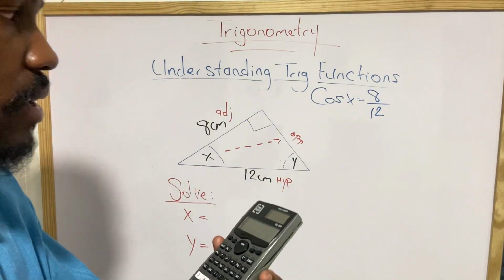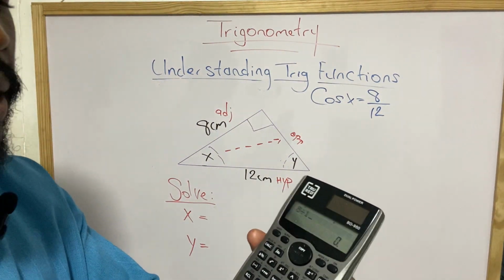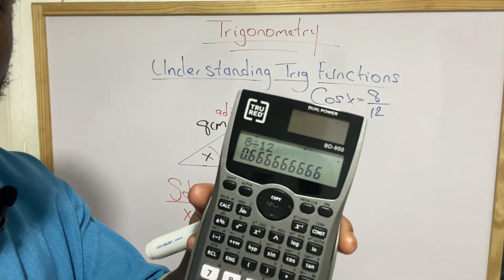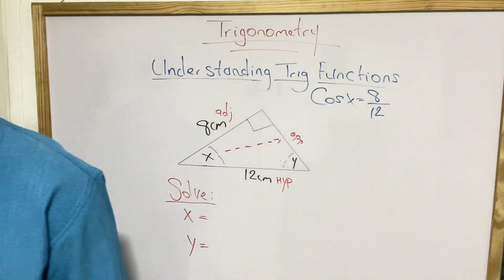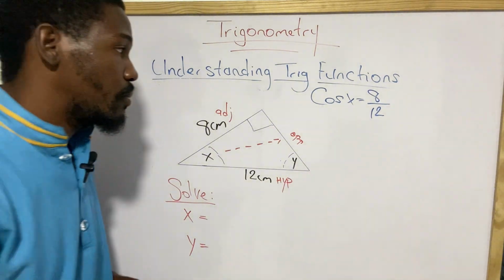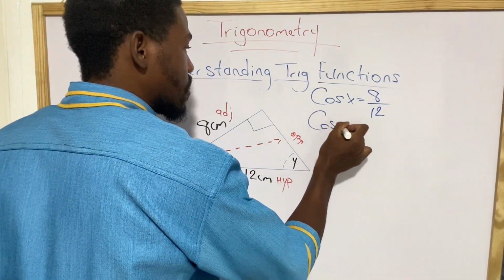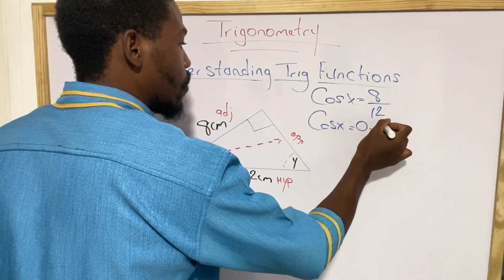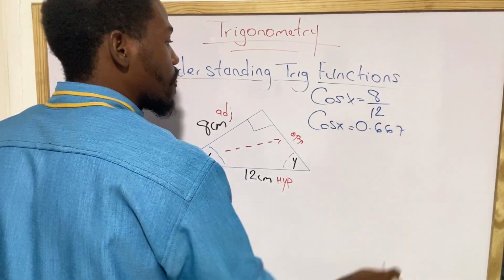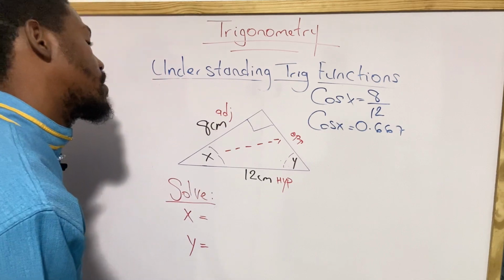So dividing that into our calculators, we have 8 over 12. That's going to give us 0.666 recurring. So we're just going to have cos of x equals 0.667, rounding that off, right?